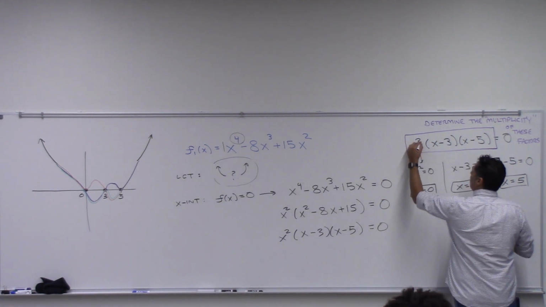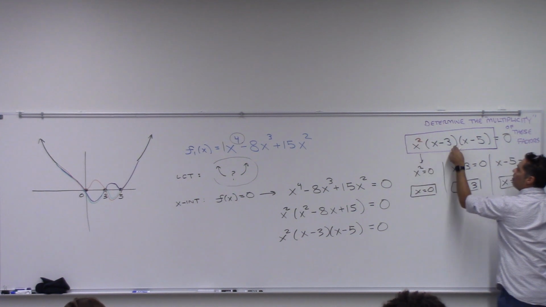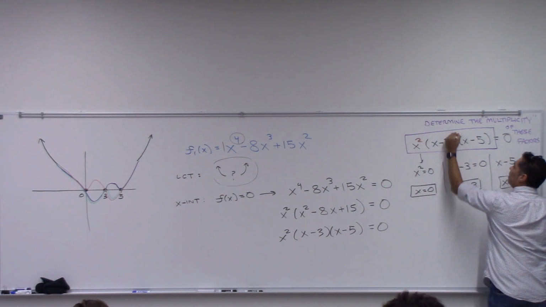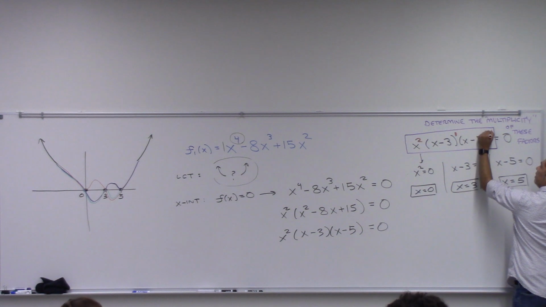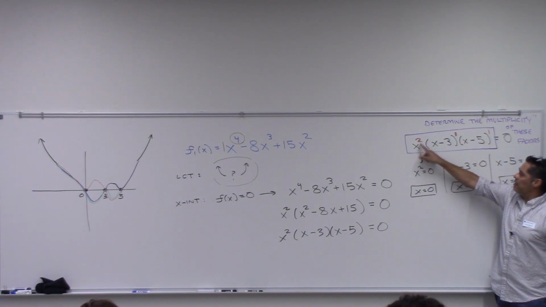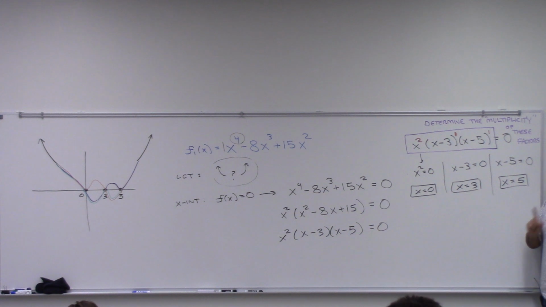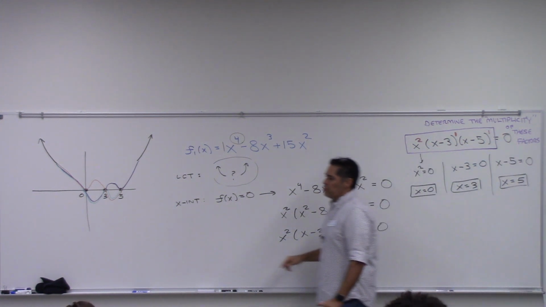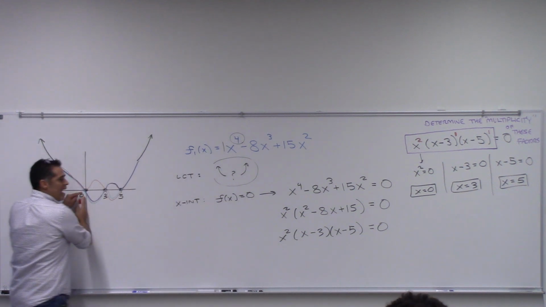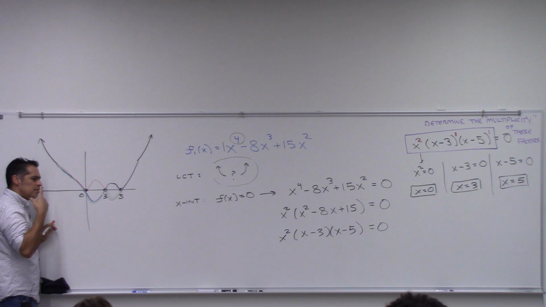The power on this factor, right? This is x being squared, that's 2. The power on this factor is a 1, and the power on this factor is a 1. So the multiplicity of this factor is 2, the multiplicity of this factor is 1, the multiplicity of that factor is 1, okay? What the multiplicity tells you is whether or not you are going to bounce at that x-intercept or cross through.